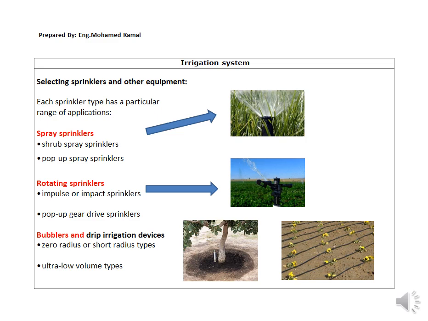If we go for the bubblers and drip irrigation devices, we can call them zero radius or short radius types with ultra low volume. They are commonly used for shrubs, trees, short trees, and palm trees, and can be arranged as linear drip lines or ring drip lines. You may even find a bubbler installed visibly beside each palm tree or each large tree.